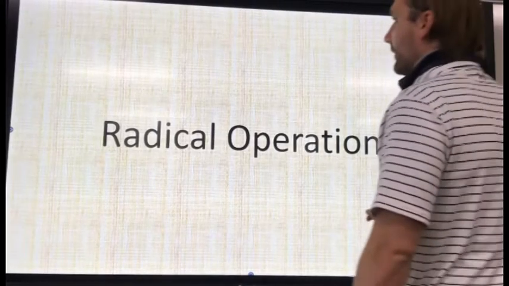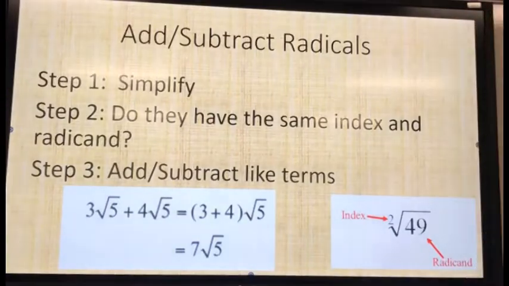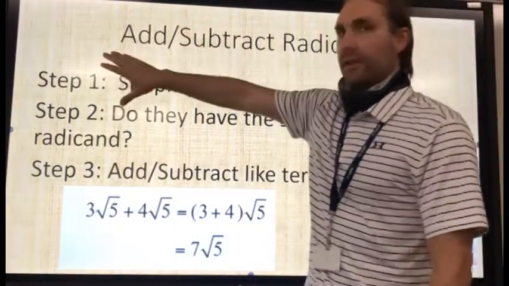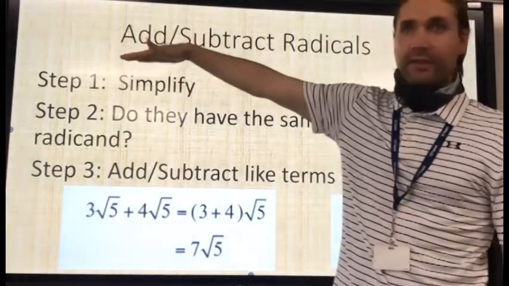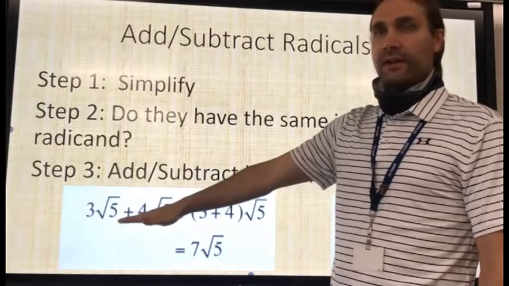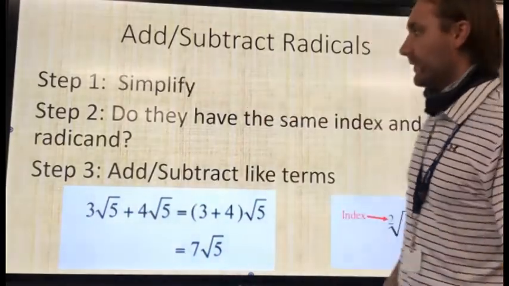Radical operations. First operation we're going to look at is adding and subtracting radicals. First thing you need to do is simplify. This is the opposite of everything we've done so far. First step is to simplify. Usually we simplify at the end. Here you want to simplify first.